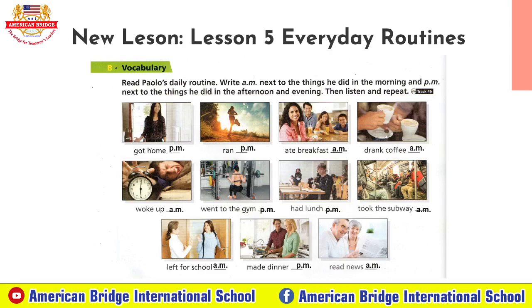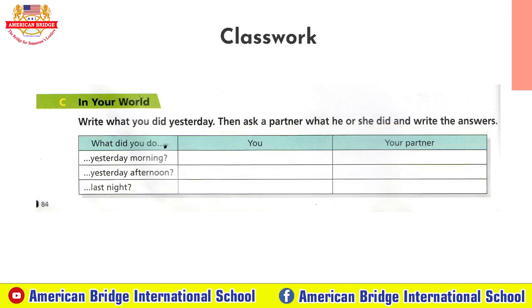Part B, vocabulary. Now, for your classwork, everyone, in your world, write what you did yesterday. Then ask a partner what he or she did and write the answers. So we have 3 questions in here. What did you do yesterday morning? What did you do yesterday afternoon? And what did you do last night?